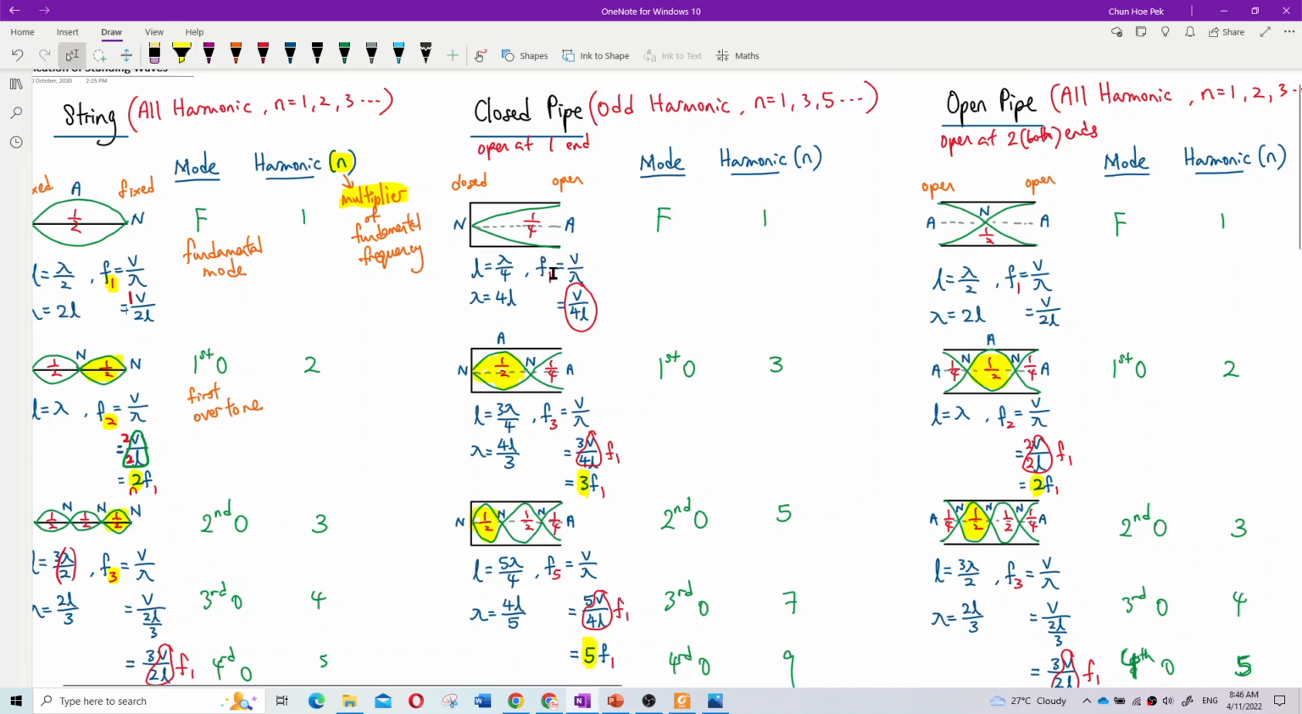Lambda equals 4L, and then we apply it to the frequency formula, V equals F lambda. So F equals V over lambda. This lambda we substitute with 4L. So we put this V over 4L as F1. F1, because it is the fundamental mode, the first harmonic.